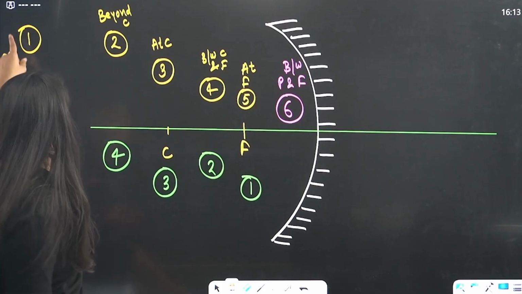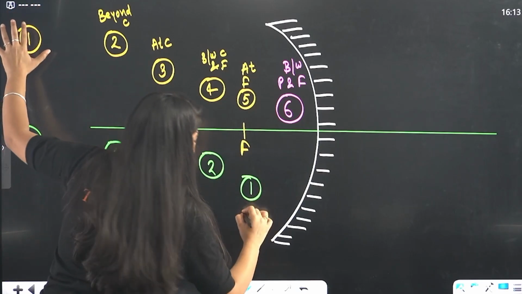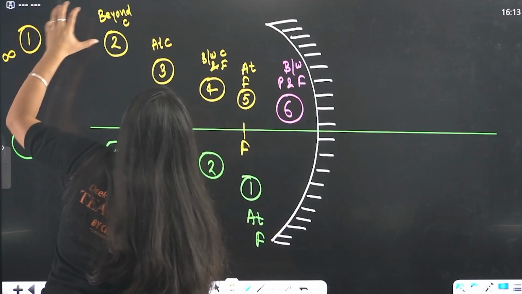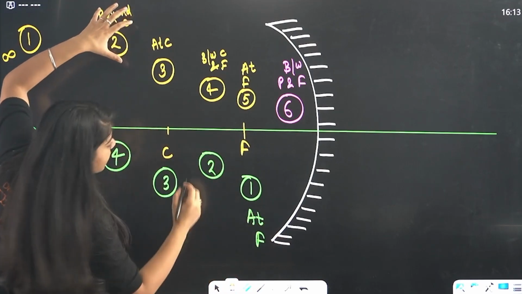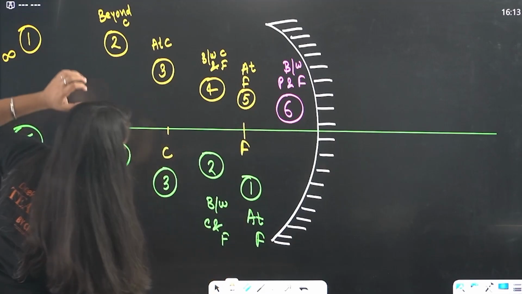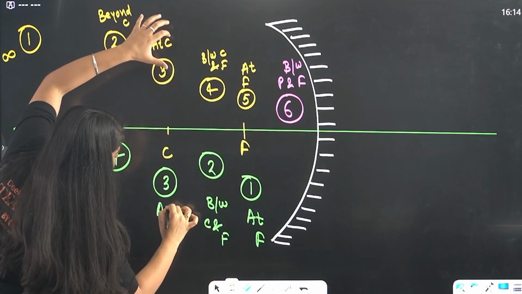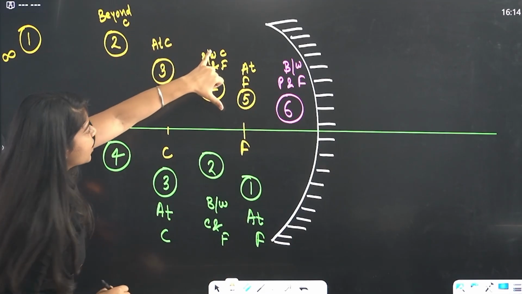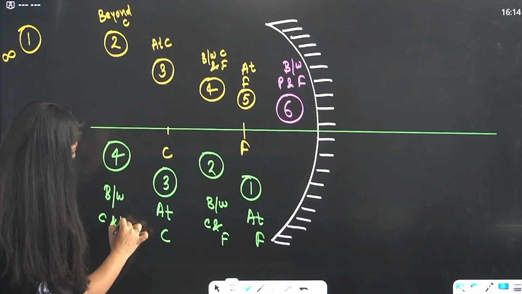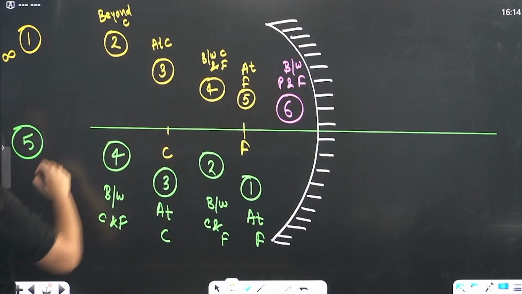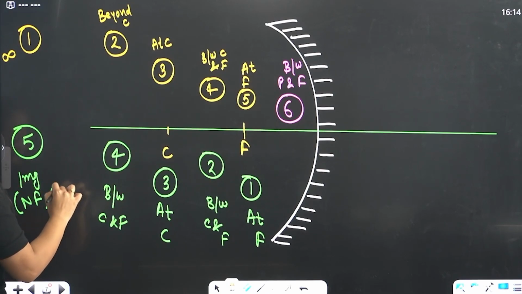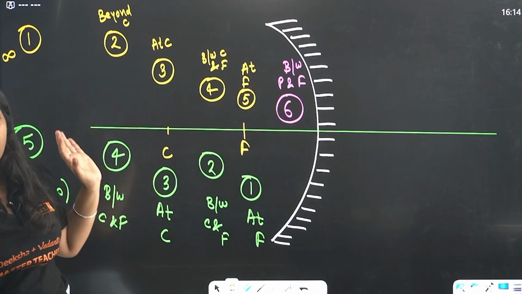That means beta, whenever the object is at infinity, the image will be at focus. Whenever the object is beyond C, the image will be between C and F. Whenever the object is at C, the image will be at C. Whenever the object is between C and F, the image will be beyond C. Whenever the object is at focus, the image will be at infinity, not formed, let's say. At infinity, it means not solved, right?